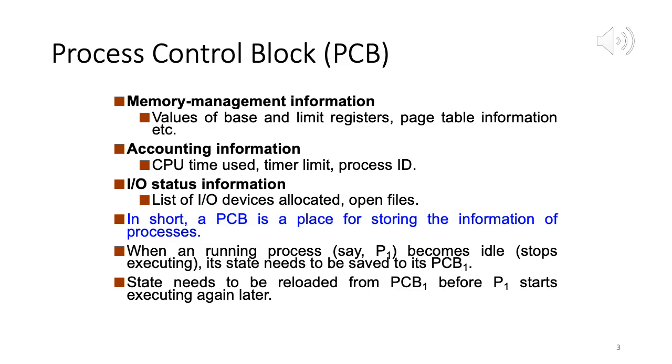Open files. So if it has any files open for reading and writing, then generally information such as a file descriptor will be stored, right? So in short, a PCB is a data structure used for storing information of each and every process. Okay. So when a running process becomes idle, stops executing, its state needs to be saved to its PCB, and when that process's state changes from idle back to running, then its state is reloaded from its PCB. Okay.